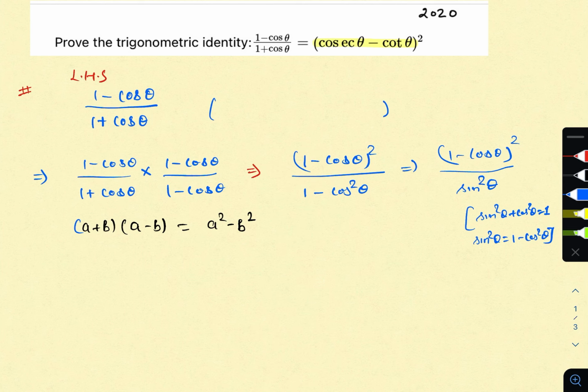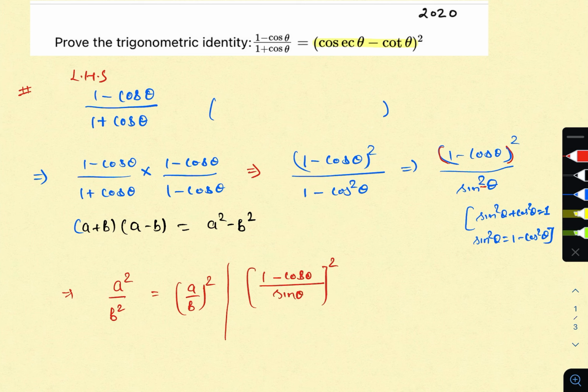So now what you can observe here is that we have the square of the numerator and the square of the denominator. So by the law of exponent, if we have a square upon b square, we can write it as (a by b) whole square. You might have done these things in 7th and 8th class. So by using this law, we can write (1 minus cos theta upon sin theta) whole square. I hope all of you are getting my point.